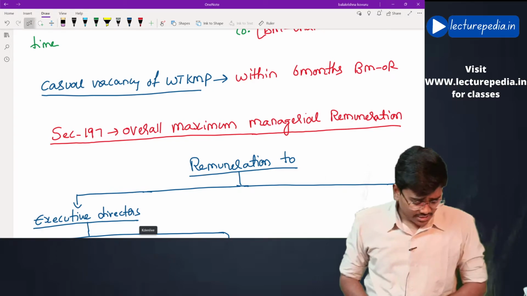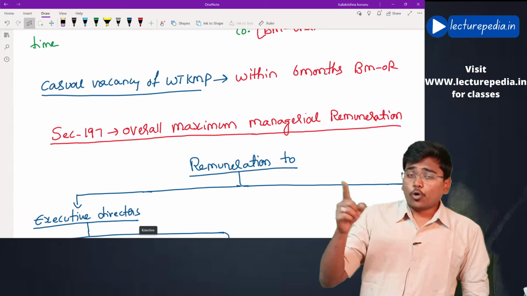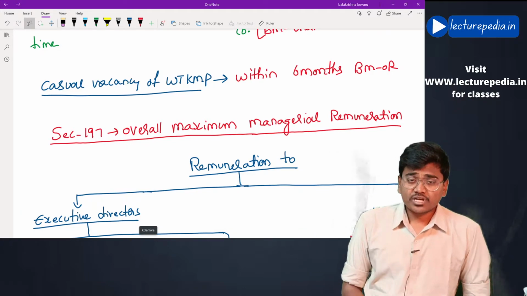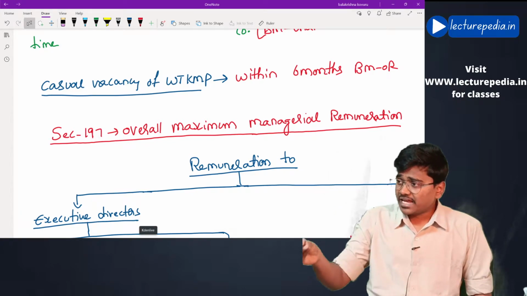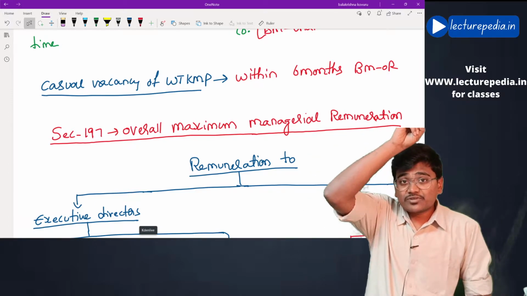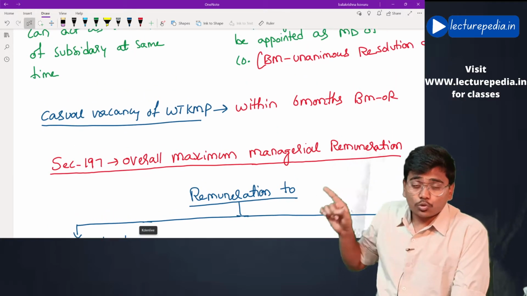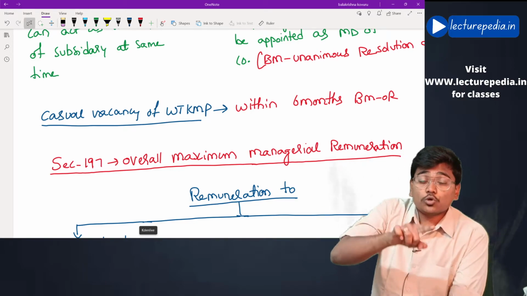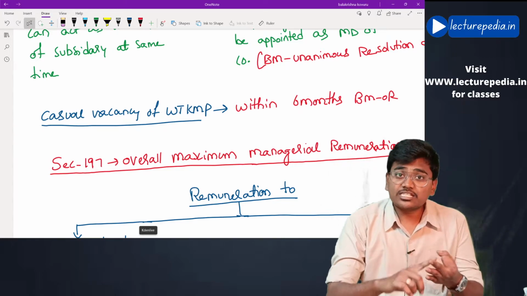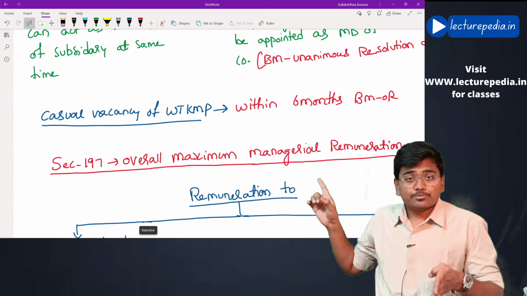Now you can get a doubt that in whole-time key managerial personnel we are also having whole-time director and managing director. These are directors. If the casual vacancy of director arises, then such casual vacancy must be filled as per section 161 subsection 4, not as per section number 203. Section number 203 will be applicable only for those types of whole-time key managerial personnel who are manager, CS, CEO, CFO. Okay, for these 4 people the casual vacancy will be filled up as per section number 203.